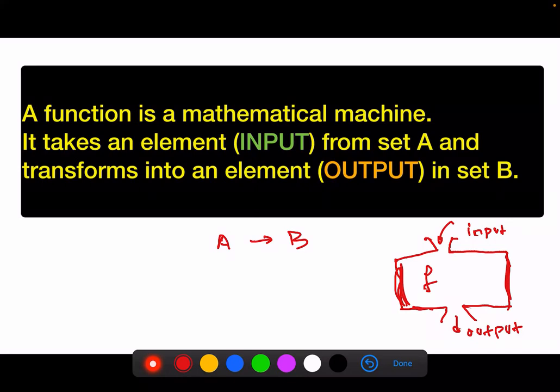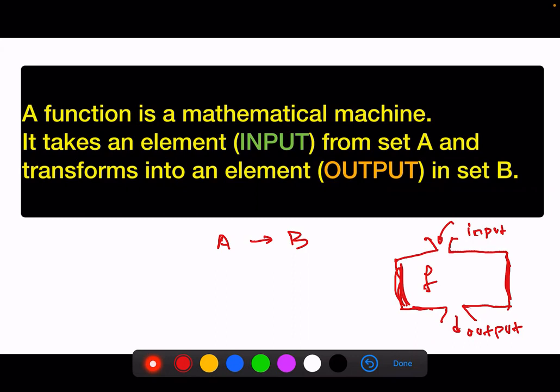Guys, are you getting the idea of function? Yes, sir. Yes, sir. Okay. So let's move on. I think इसको थोड़ा और repeat करेंगे so that you get the idea.